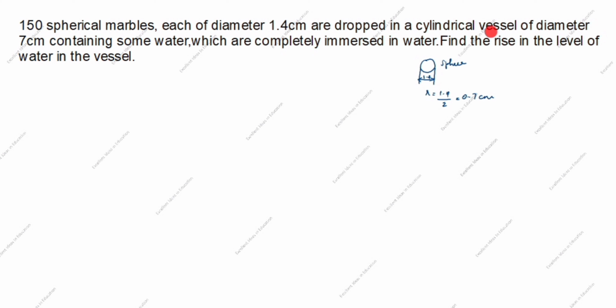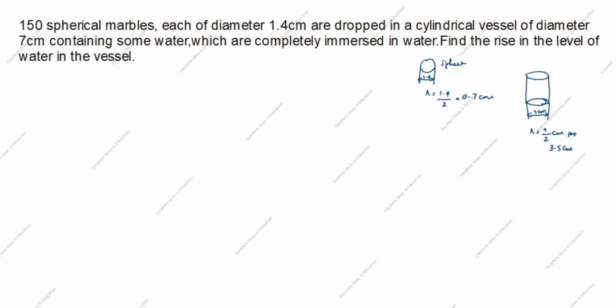All dropped in a cylindrical vessel of diameter 7 centimeter. Now we will draw the cylinder. This is the cylindrical vessel. What diameter is given? Diameter is given as 7 centimeter. What is the radius? Radius equal to 7 by 2 centimeter or 3.5 centimeter.